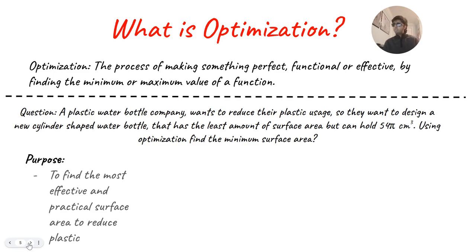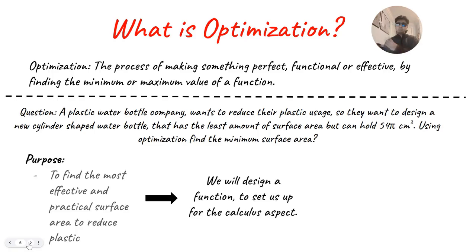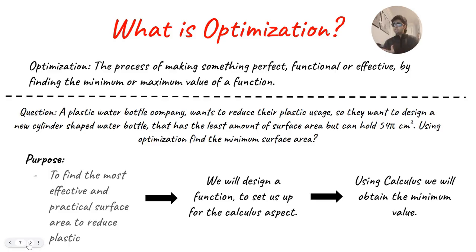Can we design a function in it? Yes, and I'll show that to you. And the third thing, are we able to find a minimum or maximum value? Well, the question is asking for a minimum surface area, so yes, we can obtain a minimum value. So the definition is true, and this question is optimization.